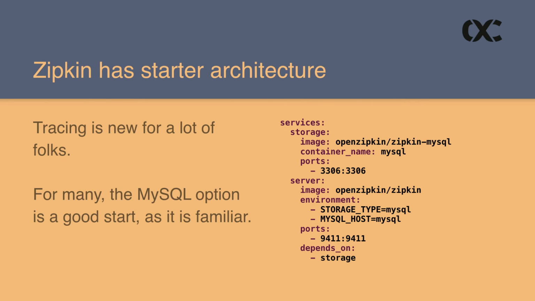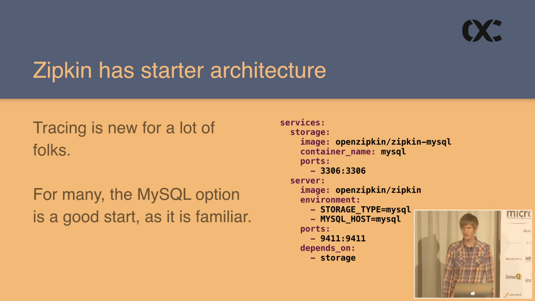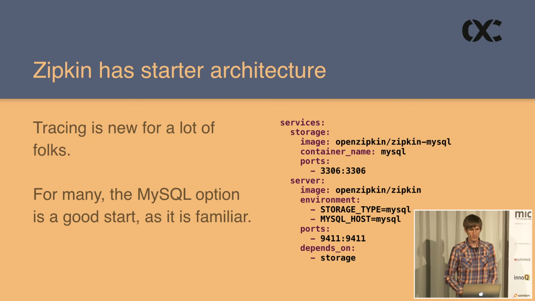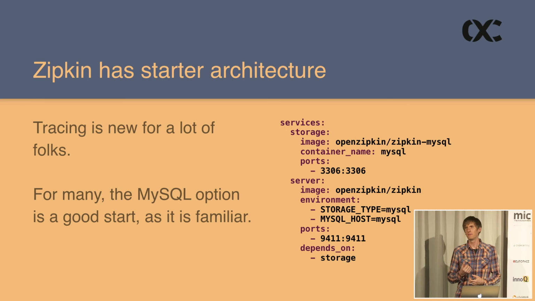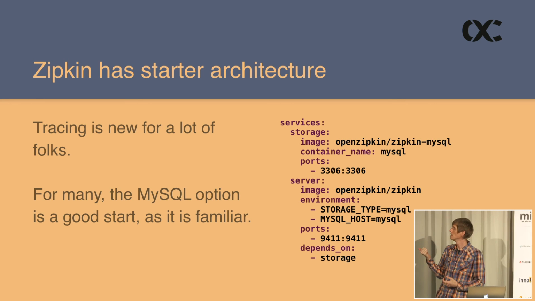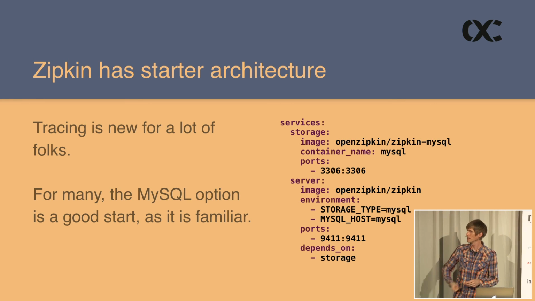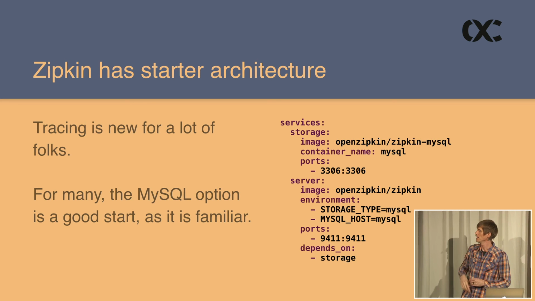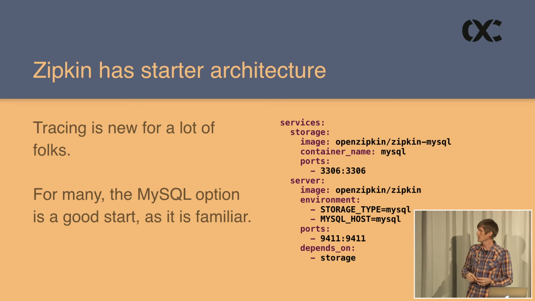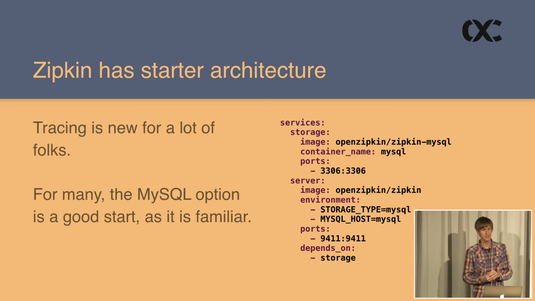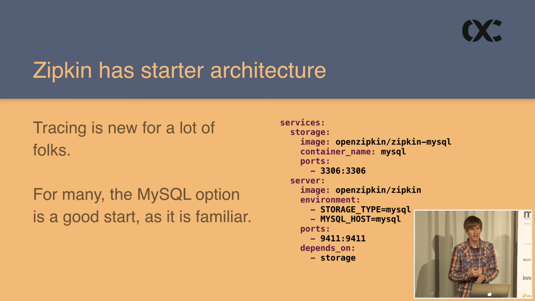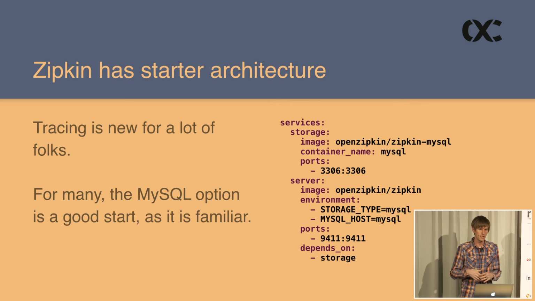And I think the biggest thing about tracing I found is that you want to make sure people are focused on tracing and not on how hard it is to start your thing. And so we have a starter architecture. For those who are familiar with Docker, you'll see this is actually a Docker compose file. And you can start with just using MySQL, which is how a lot of people do. And in fact, you could use in-memory if you wanted to.